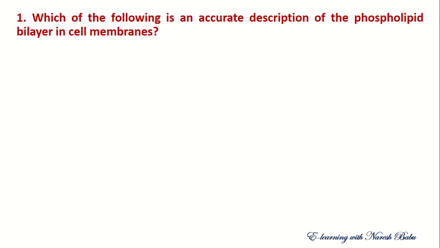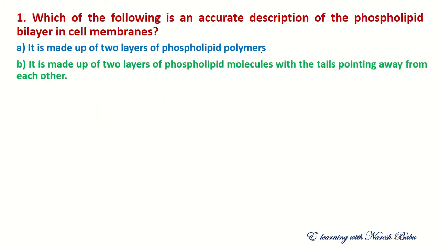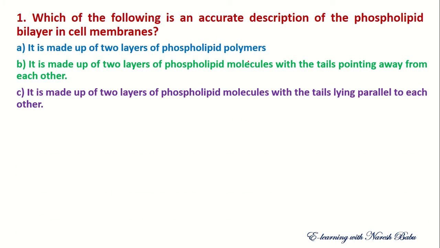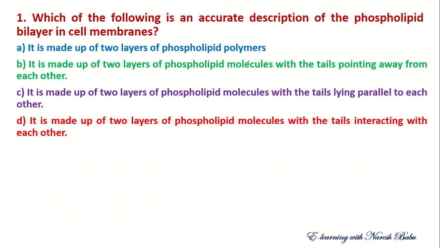Question 1. Which of the following is an accurate description of the phospholipid bilayer in cell membranes? So, you can see the options. It is made up of two layers of phospholipid polymers. It is made up of two layers of phospholipid molecules with the tails pointing away from each other. It is made up of two layers of phospholipid molecules with the tails lying parallel to each other. It is made up of two layers of phospholipid molecules with the tails interacting with each other.